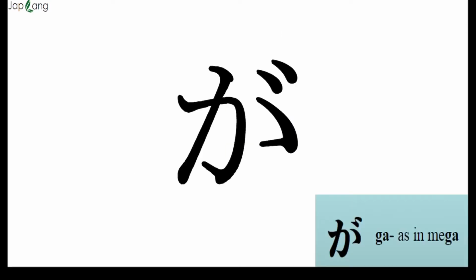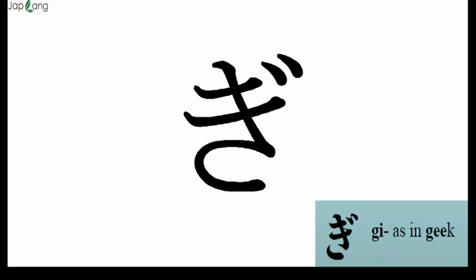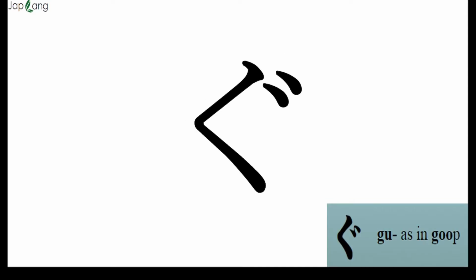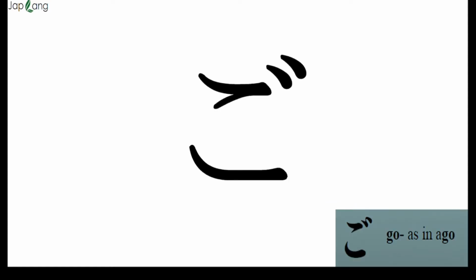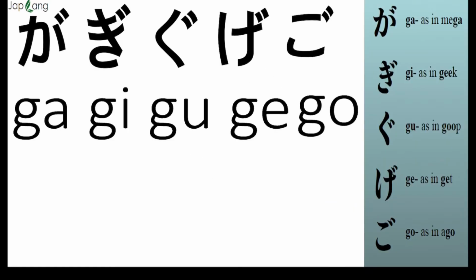Now if you take this ka and put these double slashes above it, it becomes ga, as in mega. Similarly ki, if you put two slashes, becomes gi, as in geek. Ku becomes gu. This becomes ge as in get. Ko becomes go. So this is ga, gi, gu, ge, and go. It's so simple, right? You just have to put two slashes on the hiragana, and the sound changes.